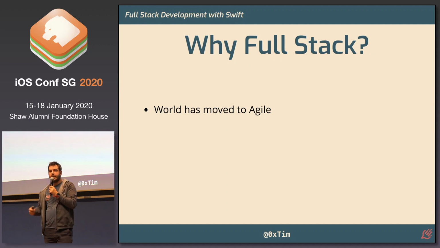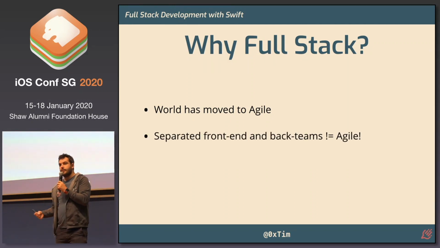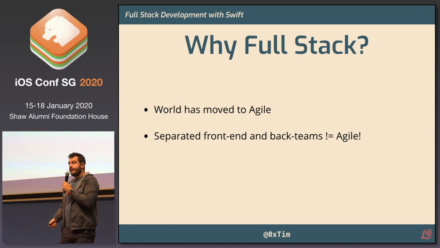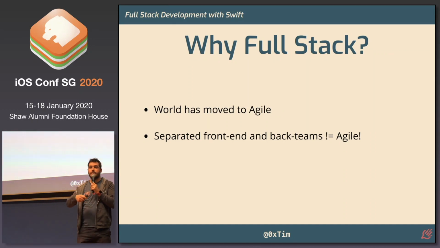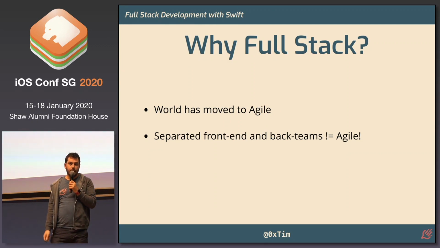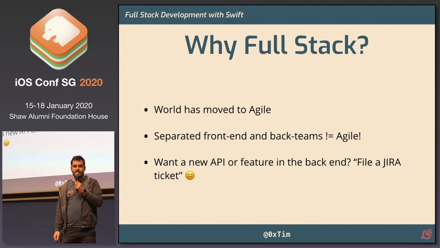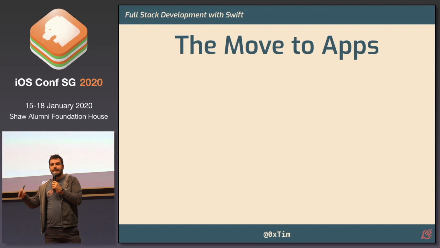We need to have good communication between back-end and front-end teams. And this is difficult. If you have separate back-end and front-end teams, you really can't be agile. You can't adapt to your business's needs and your users' requirements. If your back-end team's in a different building or a different city or even a different country, it really puts up barriers to establishing that communication line. And how many of you have been in a situation where you need a new feature on the back-end or a new API and you've been told, file a Jira ticket, we'll get to it at some point? It's just not sustainable.